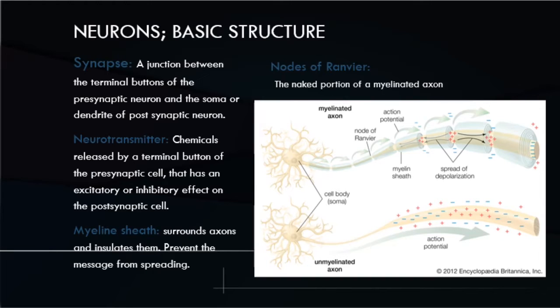Excitatory means that it makes the postsynaptic neuron more likely to fire, and inhibitory means it makes it less likely to fire. So the myelin sheath surrounds axons and insulates them and prevents the message from spreading. This picture is comparing a myelinated and a non-myelinated axon, and as you see, it means that this electrical charge can't easily come out when there is a myelin sheath versus when there isn't.